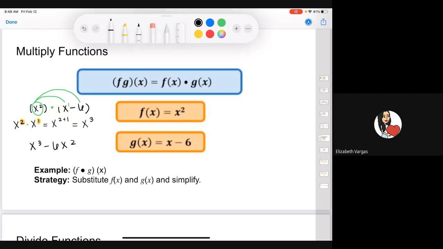Okay? And then for the other half, I'm just adding the x squared onto the negative 6. Okay? So this is where I end up. This is my simplified version of f(x) times g(x). Okay. Does anyone have any questions on how I got here?